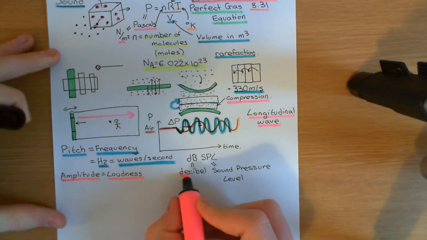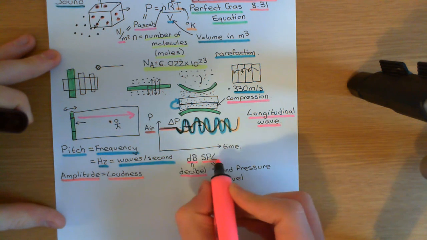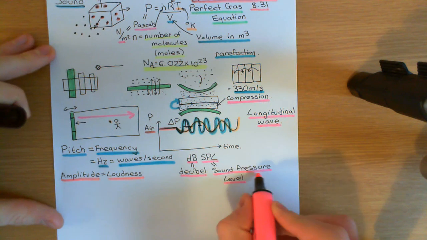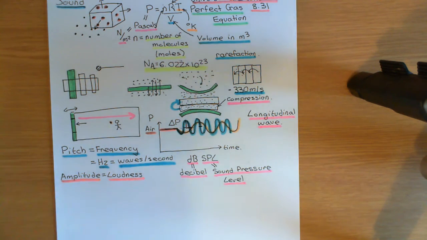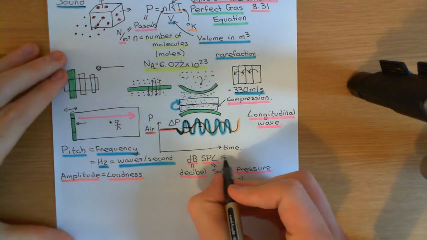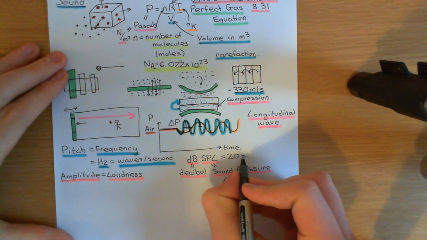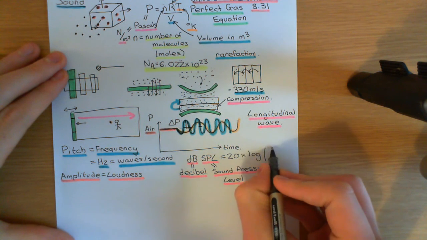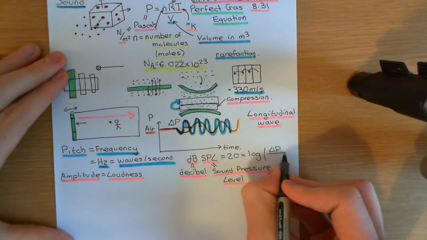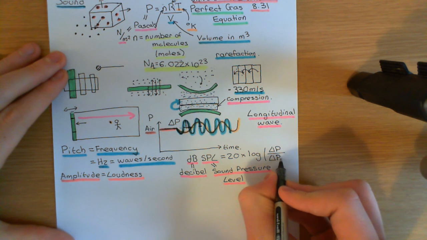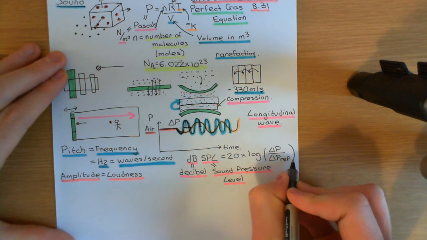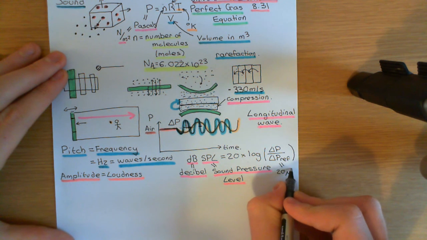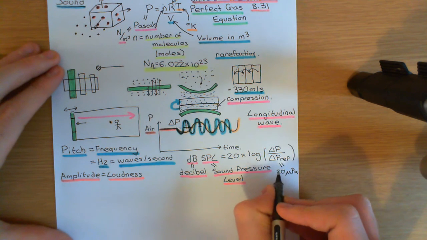Okay, so I'm going to give you the formula to convert the absolute change in pressure, the absolute amplitude, into the decibel sound pressure level of a sound. Okay, so this is the formula. It's 20 times log to base 10 of the change in pressure over some reference change in pressure. And this reference change in pressure is 20 micropascals.